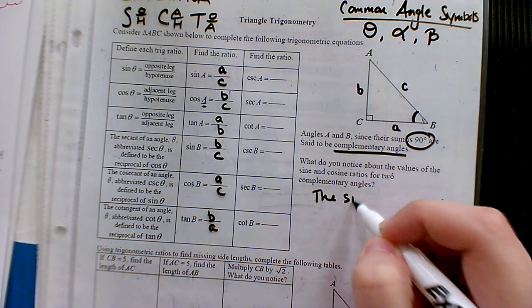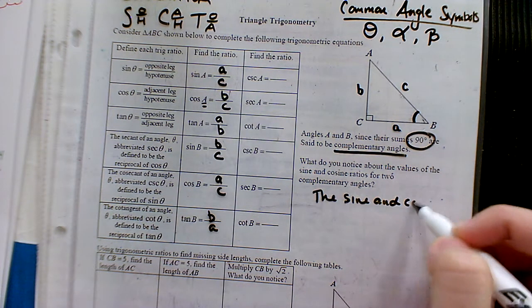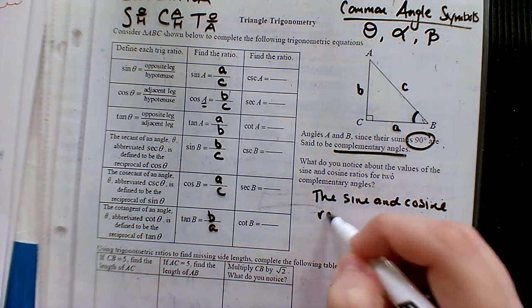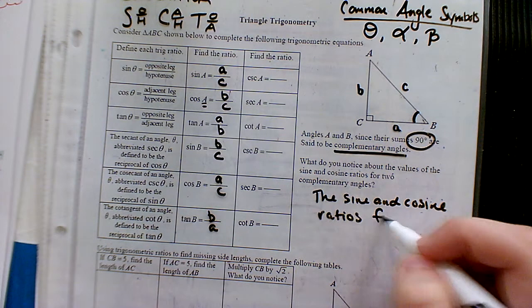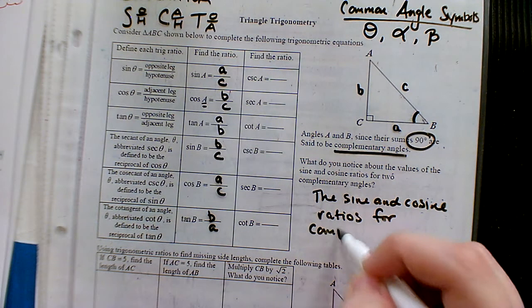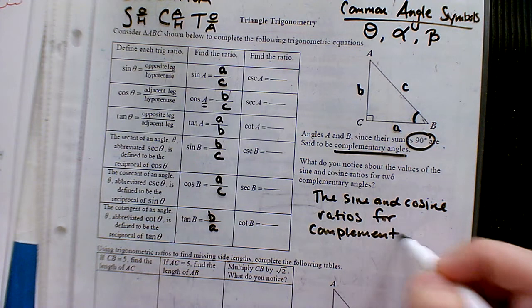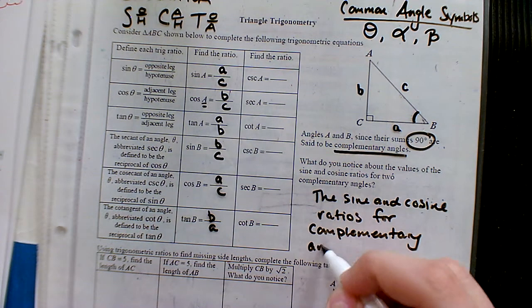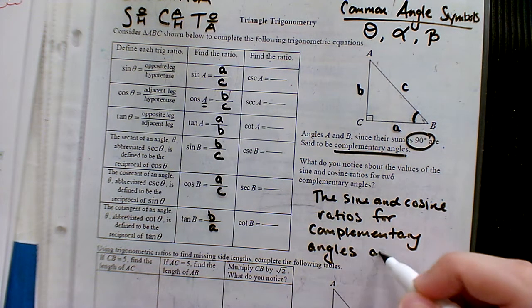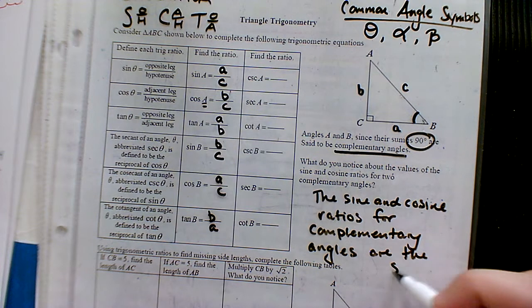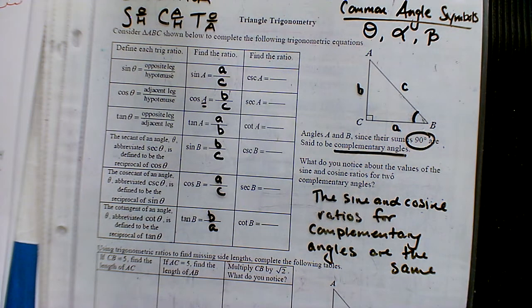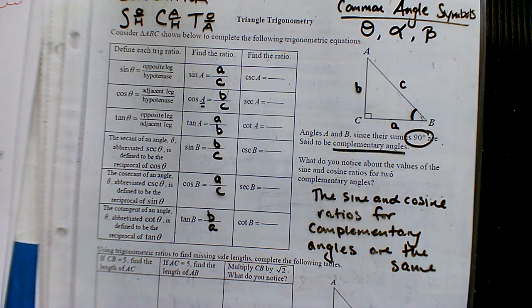We can say the sine and cosine ratios for complementary angles are the same. Is it coming back to us a little bit from geometry or algebra 2? Okay, sine, cosine, tangent.